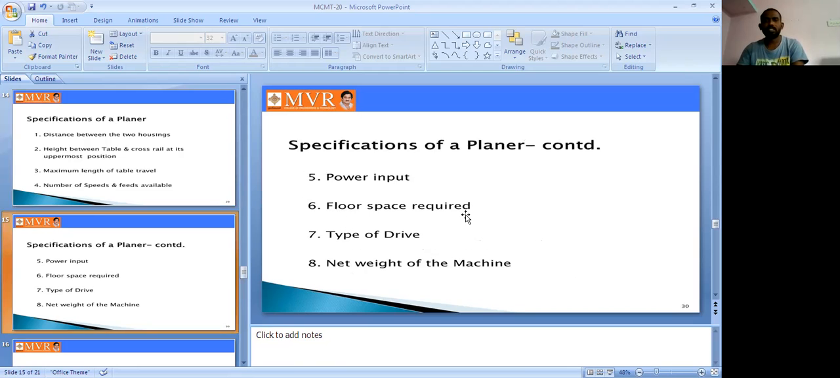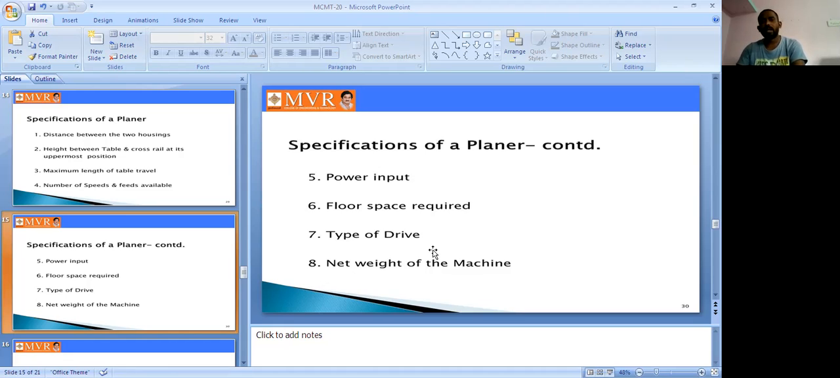Next one is the floor space required. Why? Because it is used for mass production. Large size workpieces to produce flat surfaces, we can use the planing machine. So that's why the floor space required is more compared to the shaper. The shaper occupies very little floor space because we use it for small workpieces, but in this planing machine we use large size workpieces, so more floor space is required.